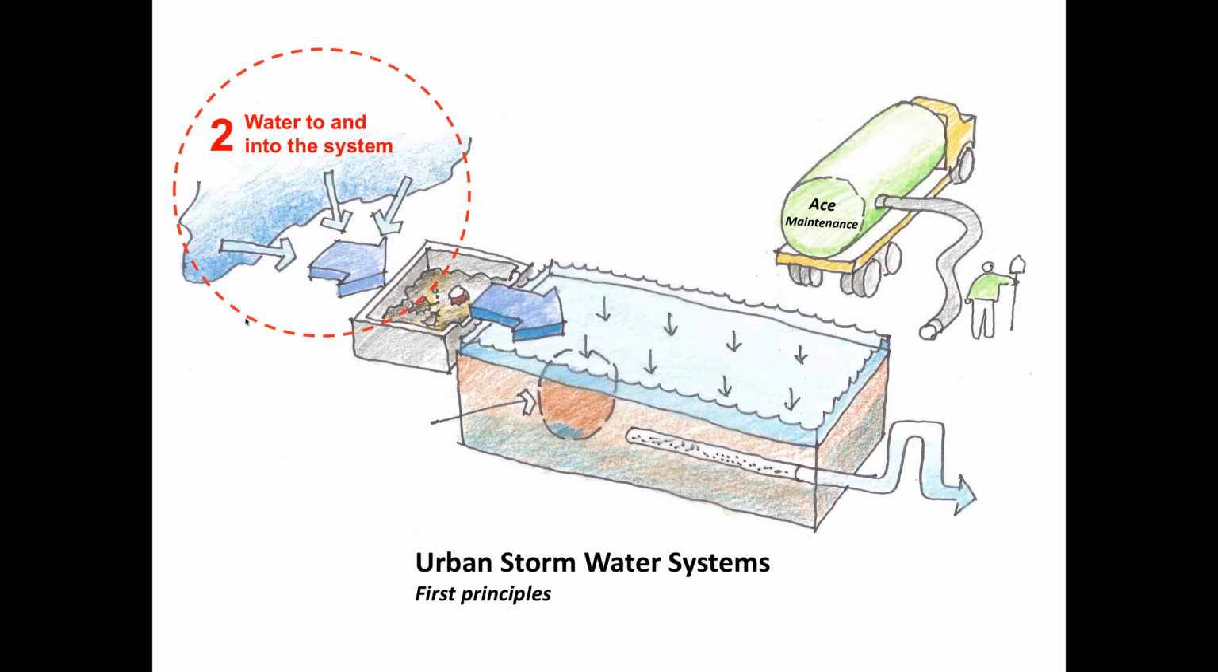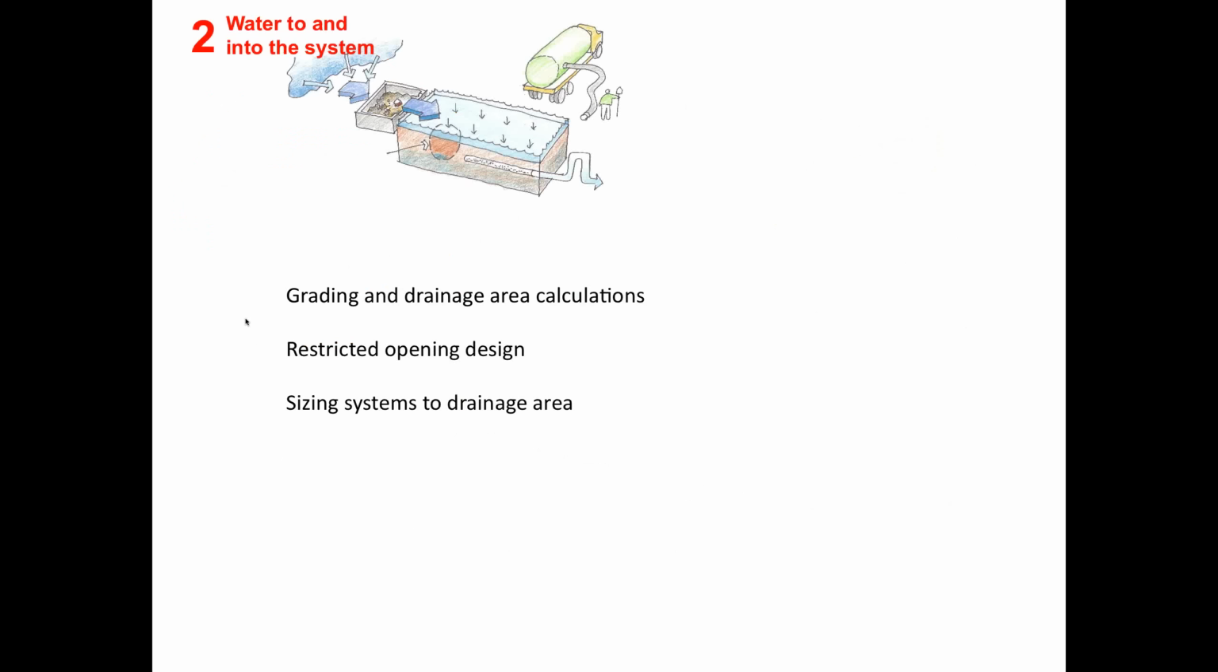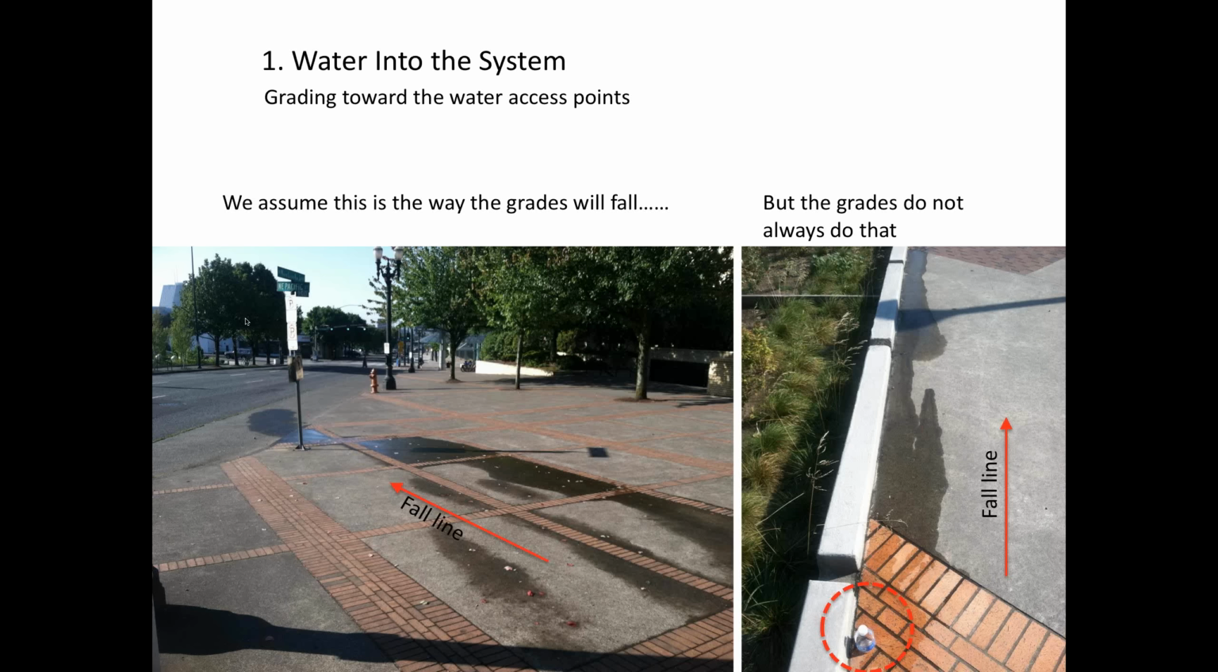All right, let's move on to number two, which is getting water to and into the system. We're going to talk about the grading and drainage area calculations, the restricted openings, and sizing the system to the drainage area. We have this idea that water flows across the pavement, usually at a 45-degree angle to the curb line, and that if we put our structures at the curb line, it'll pick up water.